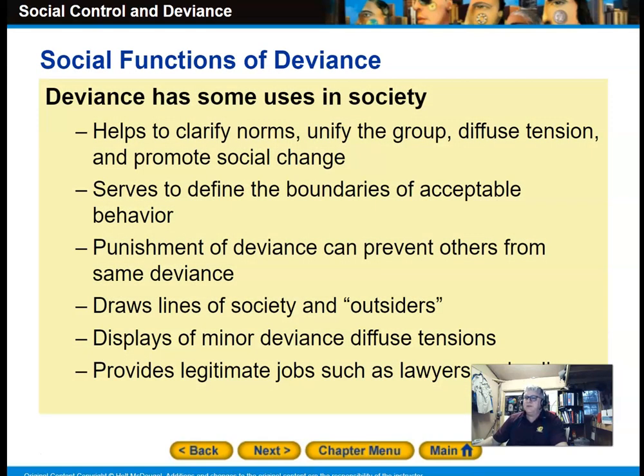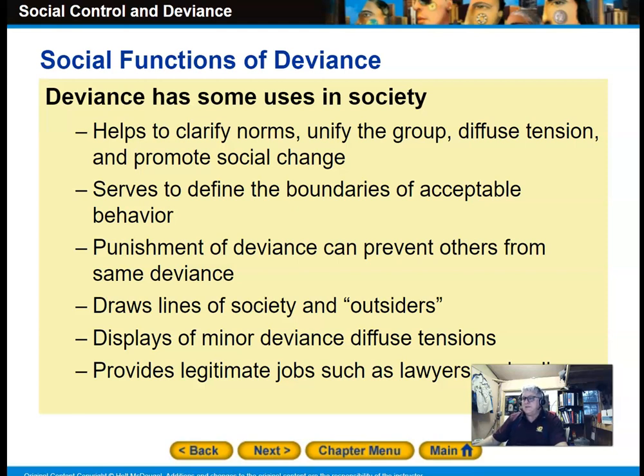Deviance has some uses in society. Deviance helps to clarify norms, unify the group, diffuse tension, and promote social change. It serves to define the boundaries of acceptable behavior. Punishment of deviance can prevent others from the same deviance.